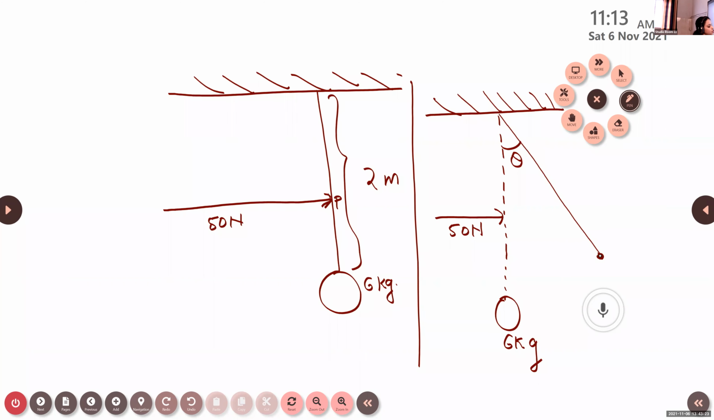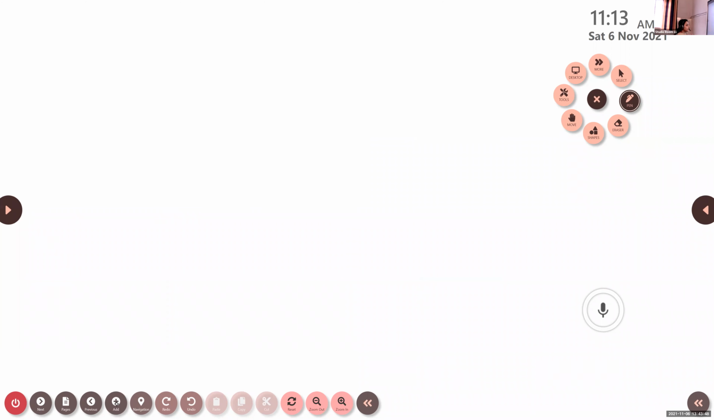Now this is the position of the mass. Here it is 6 kilogram. It exerts a downward force. At the same time, a reaction force known as tension acts on this rope. So children, try to recall what equation we can use here in order to find out the angle of inclination theta. Recall the equation, how we can find out this angle of inclination theta.